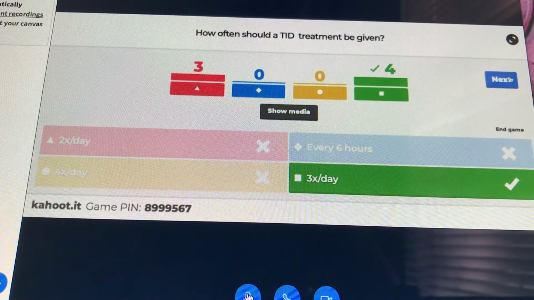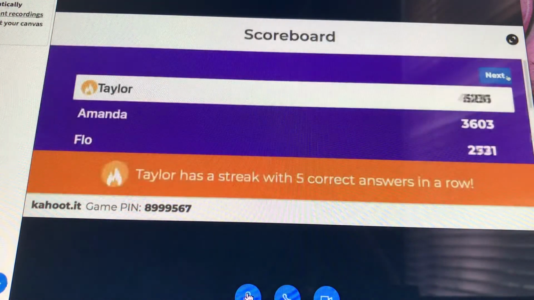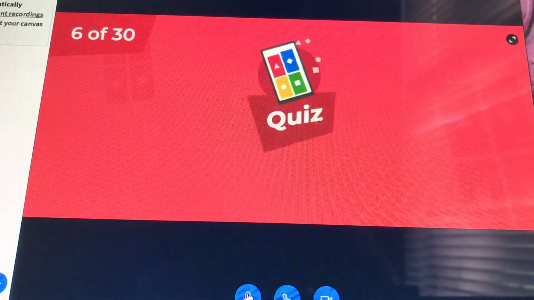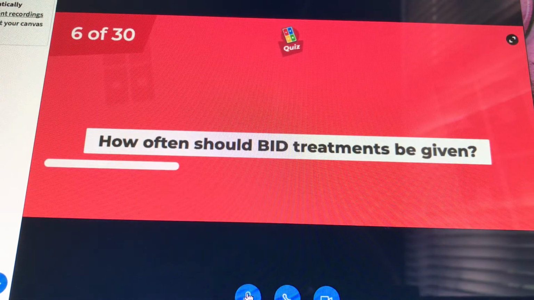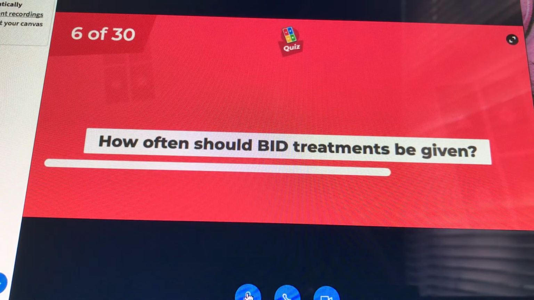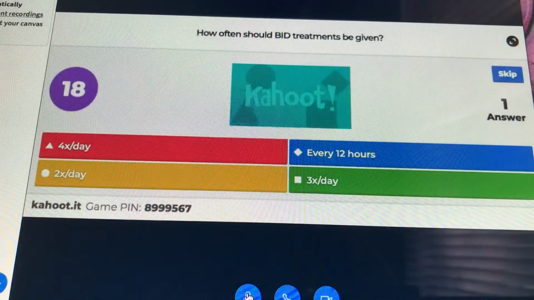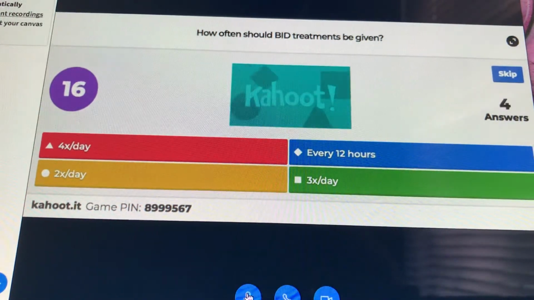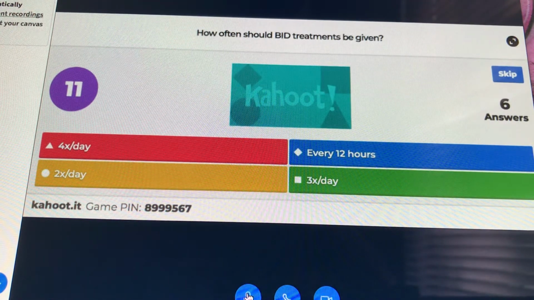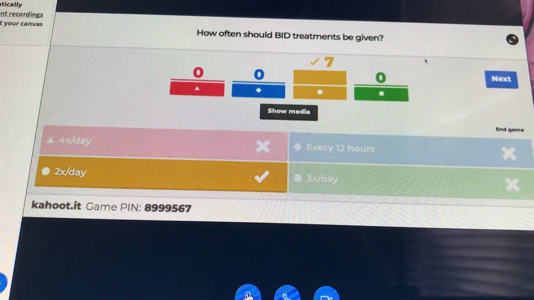Good, that would be 3 times a day. How often should a BID treatment be given? Good, that would be 2 times a day. Good job, guys. So how does that differ from every 12 hours, or what would the abbreviation for every 12 hours be?